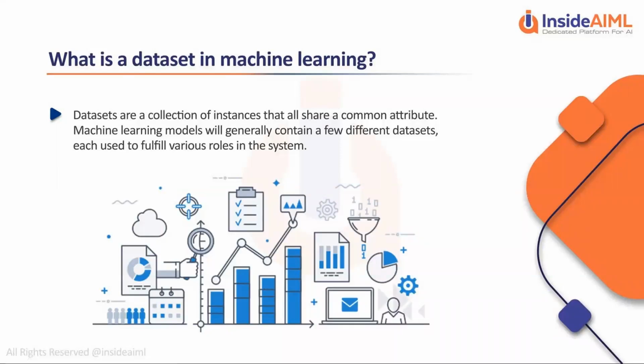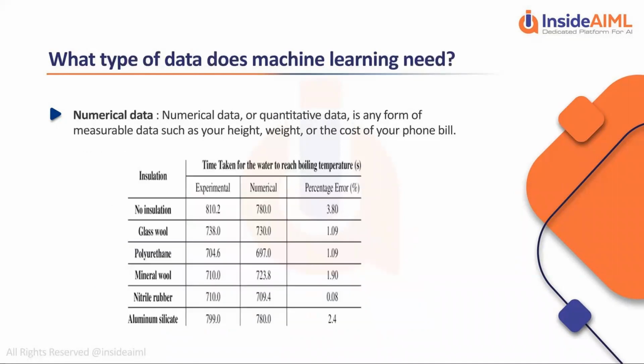So data sets are a collection of instances that all share a common attribute. Machine learning models will generally contain a few different data sets, each used to fulfill various roles in the system. Now, there are different types of data when it comes to machine learning.